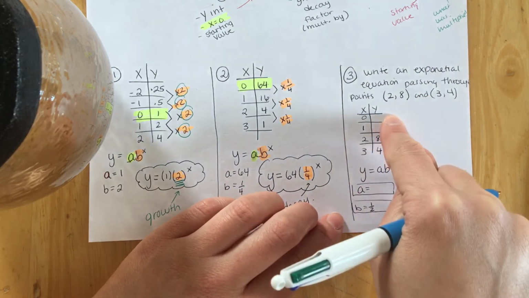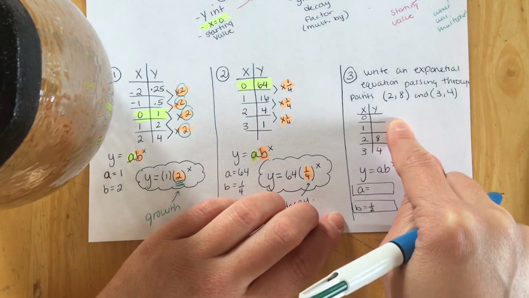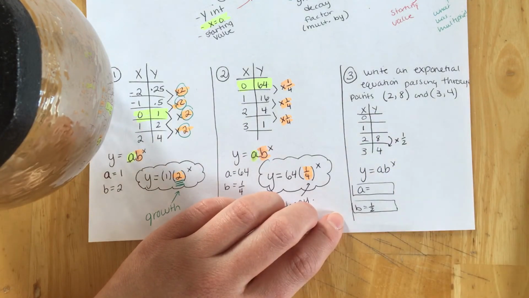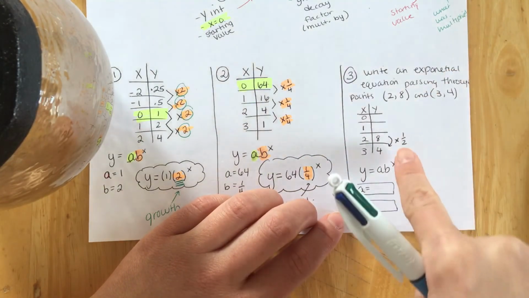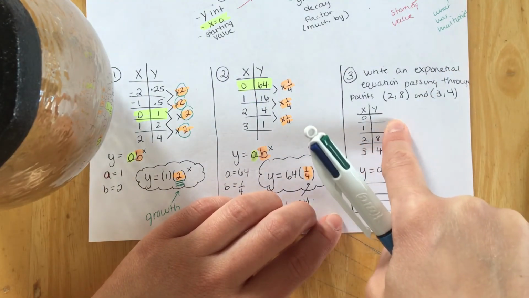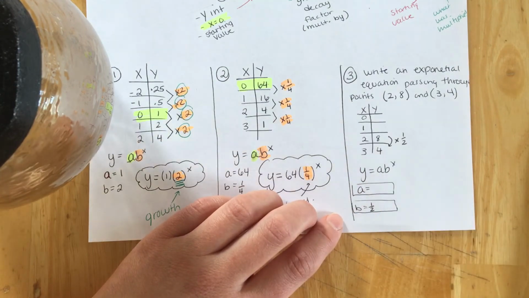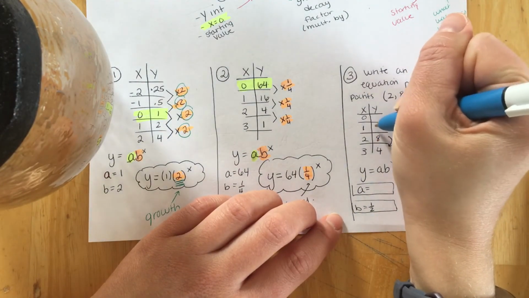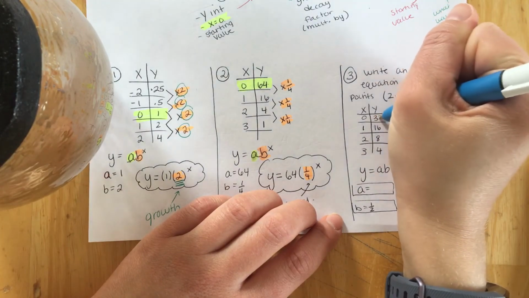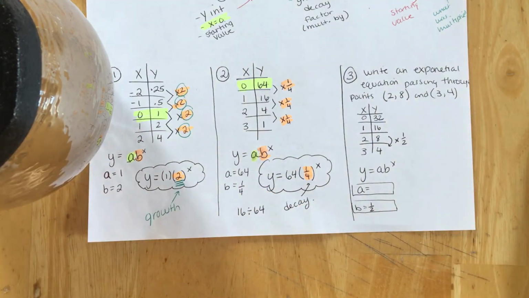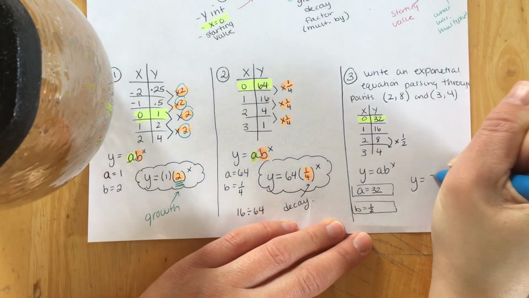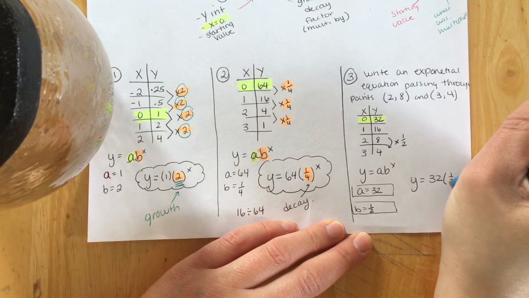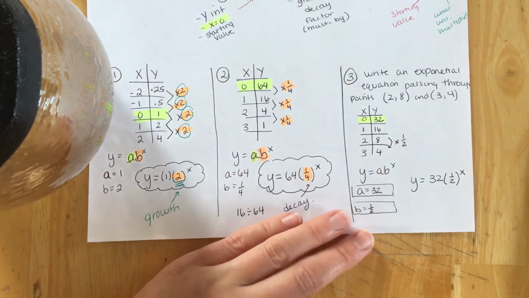To go backwards, guys, you divide by 1/2. I don't want to confuse you, but to go backwards, you can always just divide by your b value, or you might realize that dividing by 1/2 is the same thing as multiplying by 2. So I'm going to multiply these numbers by 2. So 16 and 32. And the reason I did that is to get my y-intercept, which is 32. So your equation is y equals 32 times 1/2 to the x. Okay?